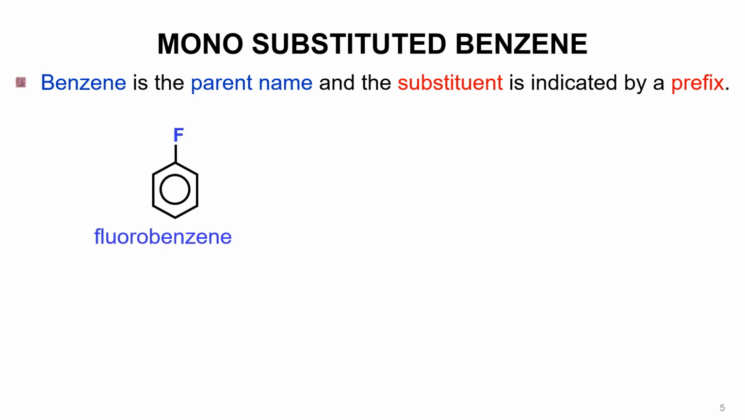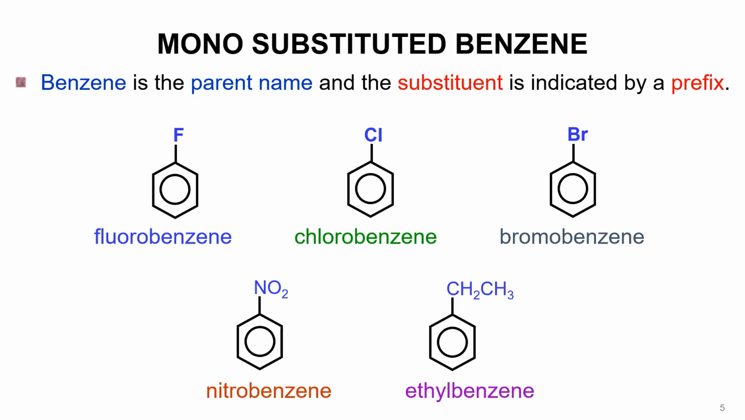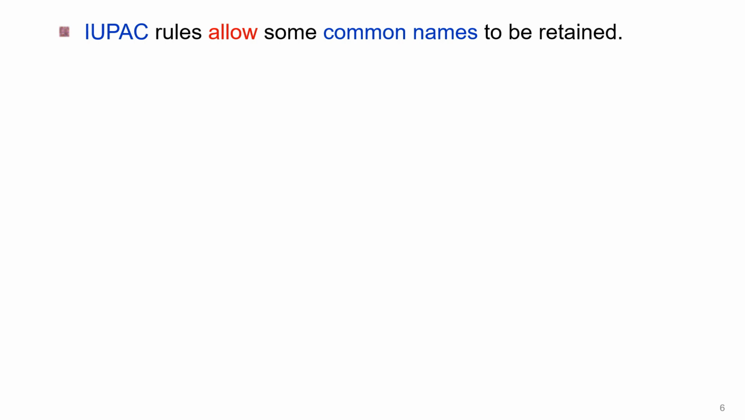For example, fluorine attached to the benzene ring would be named as fluorobenzene. Other examples are chlorobenzene, bromobenzene, nitrobenzene, and ethylbenzene. There are many common simple substituted benzenes with common names that are also used as part of the IUPAC system. This means that IUPAC rules allow some common names to be retained.